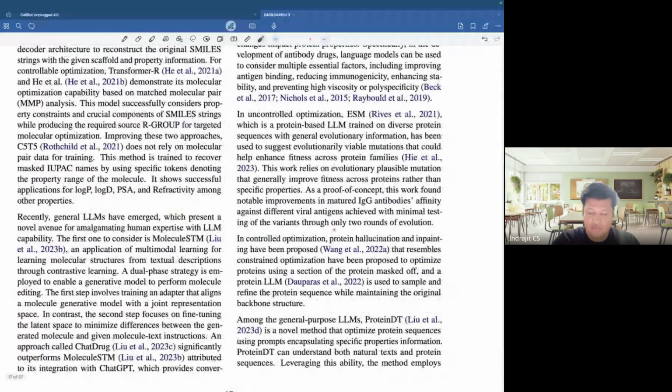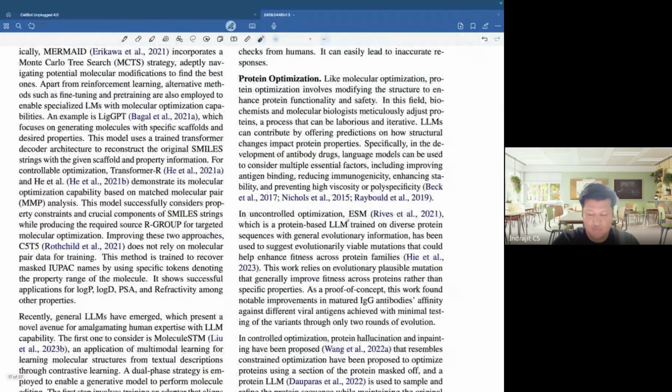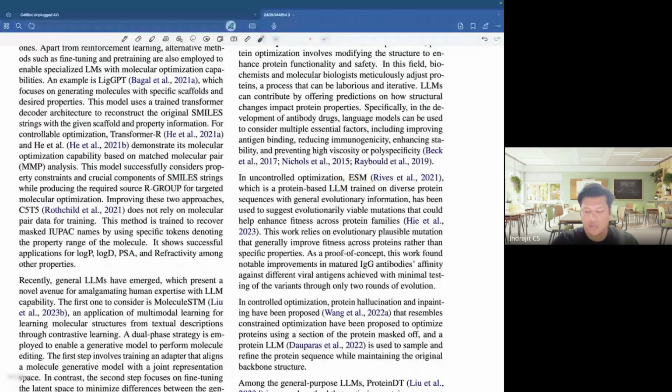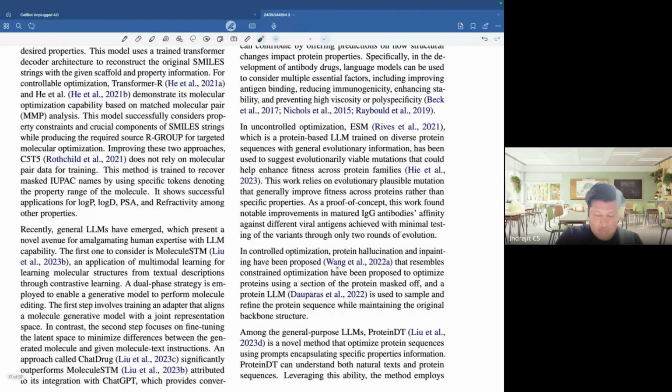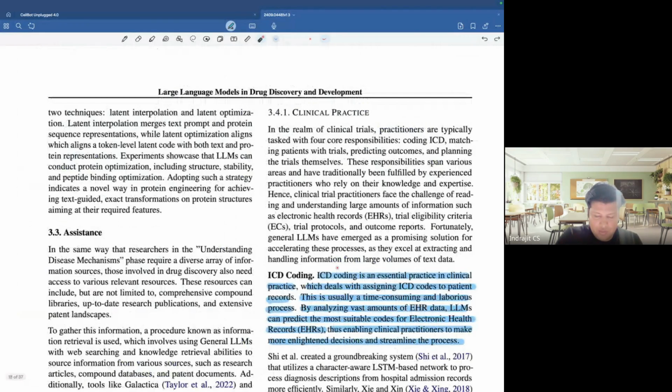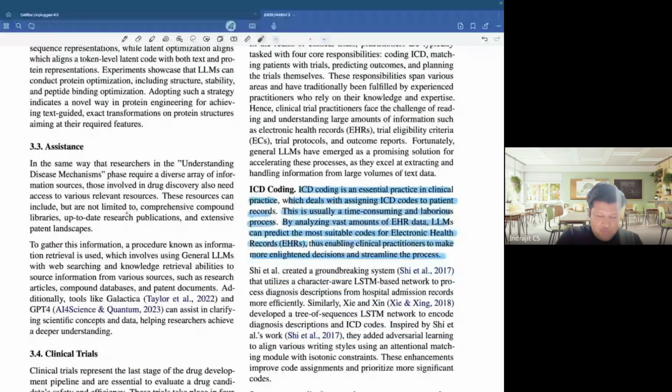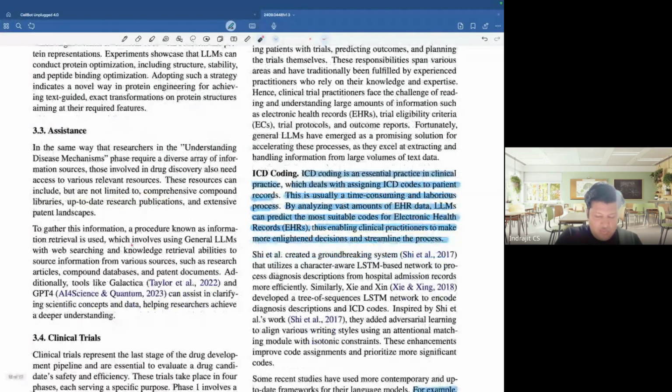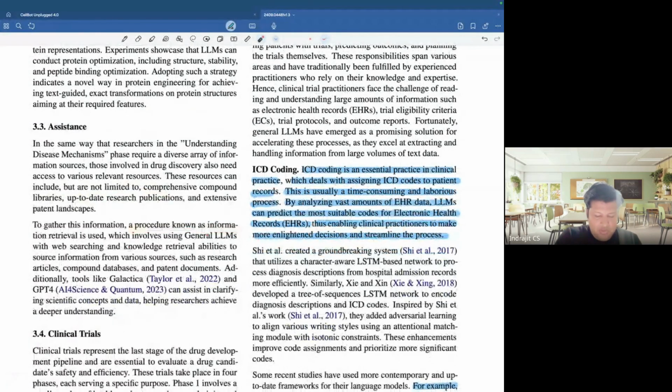Okay. And then we have protein optimization. ESM is one of the models, because it's a protein-based LLM, and ESM3, having let's say 70 billion parameters, can be a good model for the protein optimization technique. And then the last stage is the assistant, which is basically understanding the disease mechanism. This phase requires a diverse array of information sources. Those involved in drug discovery also need access to various relevant resources. So to gather this information, a procedure known as information retrieval is used.